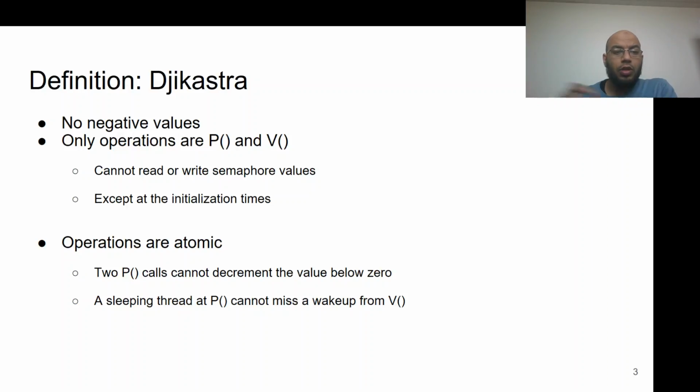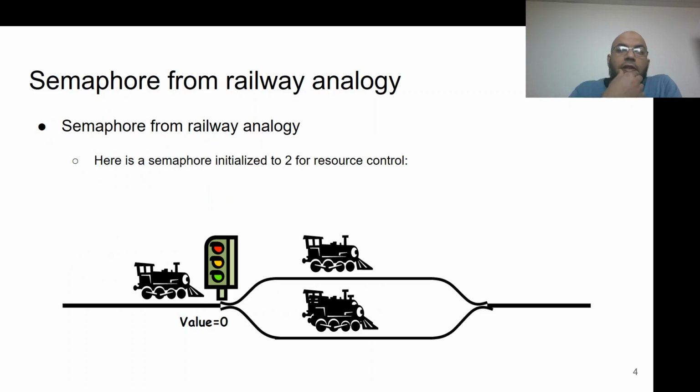Operations are atomic. Two P calls cannot decrement the value below 0. And a sleeping thread at P cannot miss a wake up from V. So any sleeping thread will always get the wake up from V, never miss it.